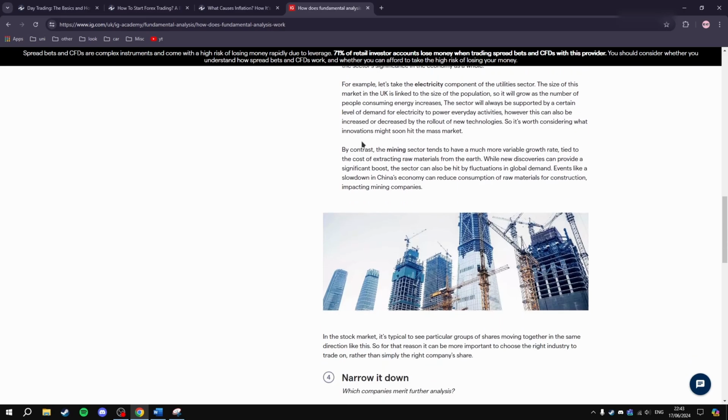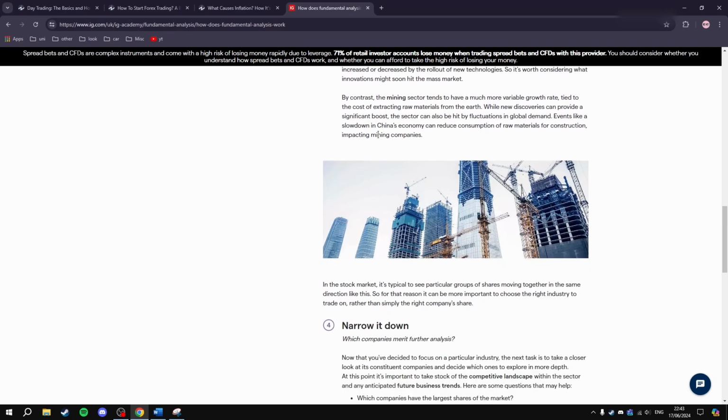For example, let's take the electricity component of the utility sector. The size of this market in the UK is linked to the size of the population, so it will grow as the number of people consuming energy increases. The sector will always be supported by a certain level of demand for electricity to power everyday activities. However, this can also be increased or decreased by the rollout of new technologies, so it's worth considering what innovations might soon hit the mass market.